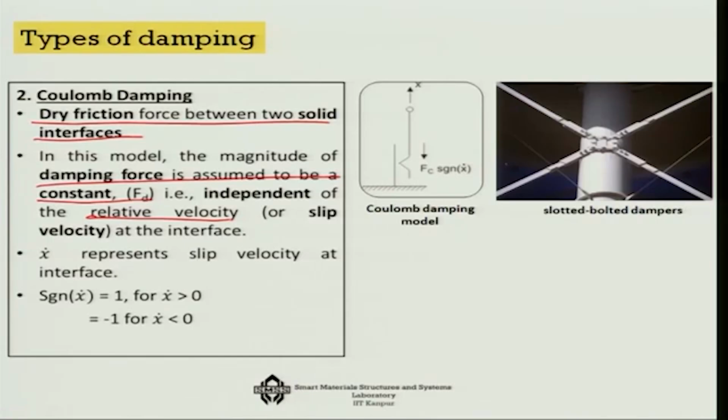However, there is a signum function that governs. The signum function is positive for positive velocity and negative for negative velocity. So, that is how the damping force will change its direction, change its sign. So, that is for the Coulomb damping. These are the two very important dampings, viscous damping and Coulomb damping.